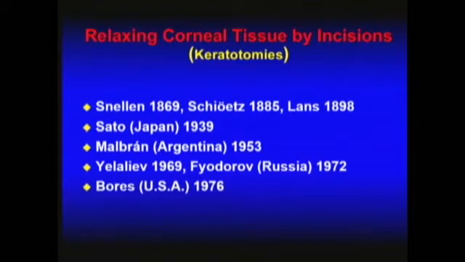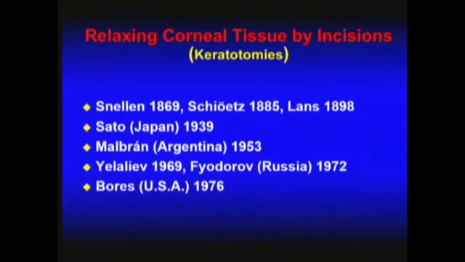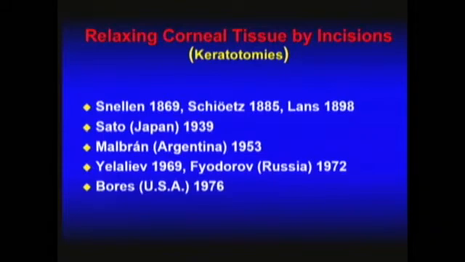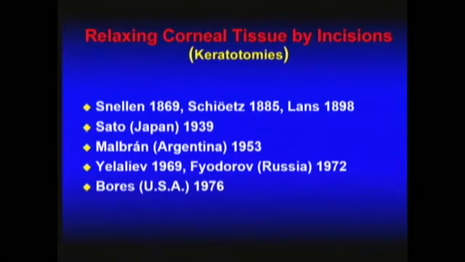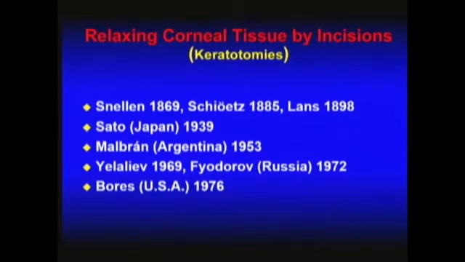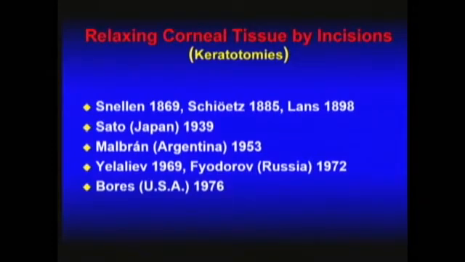Arturo Malbrán in Argentina in 1953, more than 60 years ago, started doing radial keratotomy in the anterior surface. And Genaliev in Russia started with the modern radial keratotomy. It was Svyatoslav Fyodorov who industrialized the radial keratotomy to solve a medical and economical problem that they had. Leo Bores is the one who introduced the radial keratotomy to the United States in 1976.